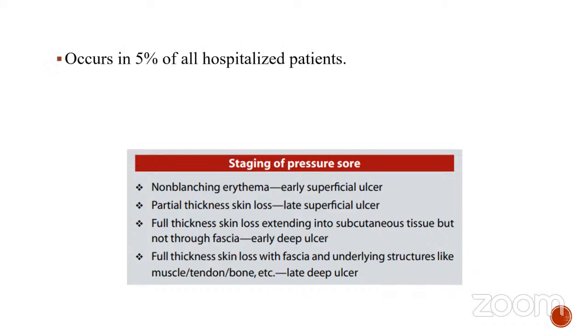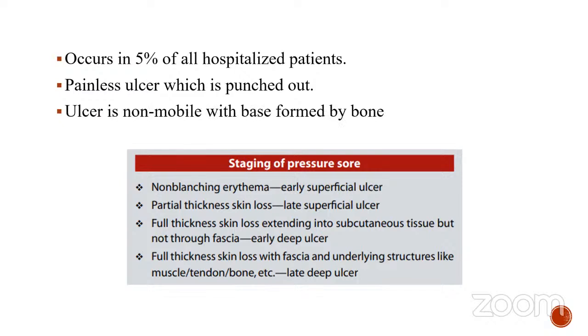In 5% of all hospitalized patients, chance of decubitus ulcer is there. Then it's painless in nature, and it's usually punched out in shape. So please keep in mind that decubitus ulcer is punched out in shape and it's painless. The ulcer is non-mobile with base formed by a bone, because gradually it will reach up to the level of bone, and the base will usually be a bone.